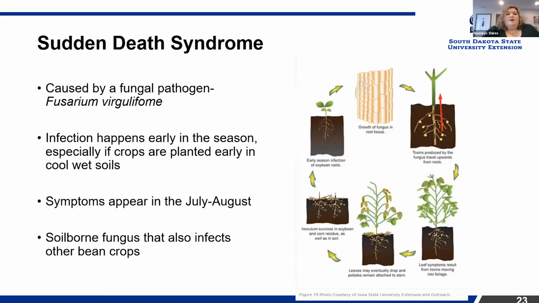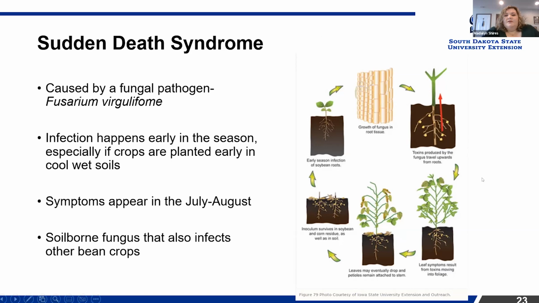Sudden death syndrome is also a fungal pathogen. Most of our soybean diseases are caused by a fungus. This SDS is caused by Fusarium species. The infection typically happens early in the season, especially if the crops are planted in cool, wet soils early in the planting season. Symptoms of SDS typically do not appear until July or August. The fungus is soil-borne like many of our others, and it has been shown to affect some other bean crops.